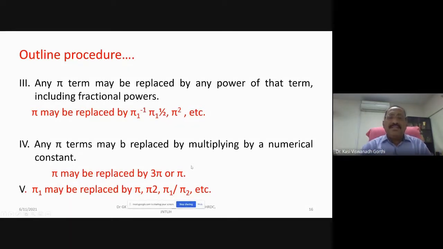Any pi term may be replaced by multiplying by a numerical constant. Pi may be replaced by 3 pi, or a half pi, and so on. Similarly, pi 1 may be replaced by pi 1 into pi 2, pi 1 by pi 2, and so on.